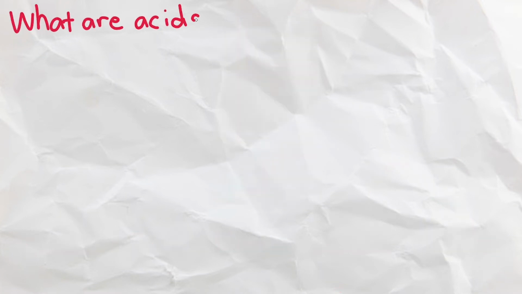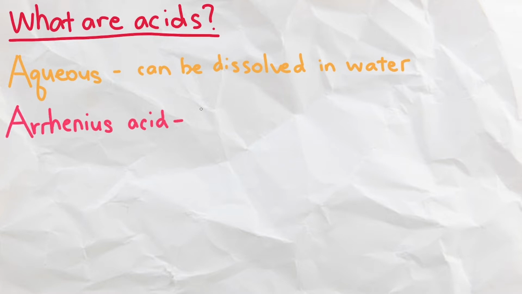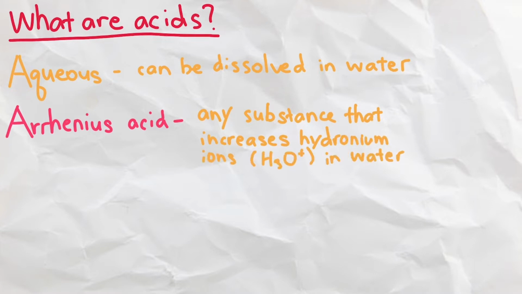So what are acids? Most acids are aqueous solutions, which means that they can be dissolved in water. And confusingly, there are actually 3 different definitions of what an acid is. The first one is the Arrhenius acid, which states that an acid is any substance that increases the amount of hydronium ions when dissolved in water.